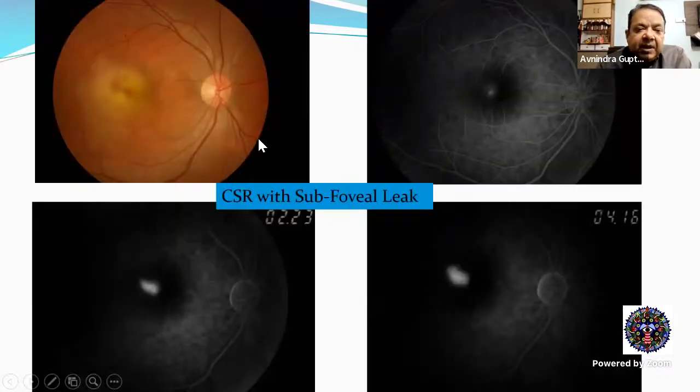This is one of my patients. You can see there is a central serous retinopathy with exudates, a lot of exudate. And we did a fluorescein angiography in this patient, and you can see a pinpoint leak in the early phase, which increases to an ink blot leak, confirming the diagnosis of central serous retinopathy. And this leak is right over the fovea, so we cannot do a focal laser.